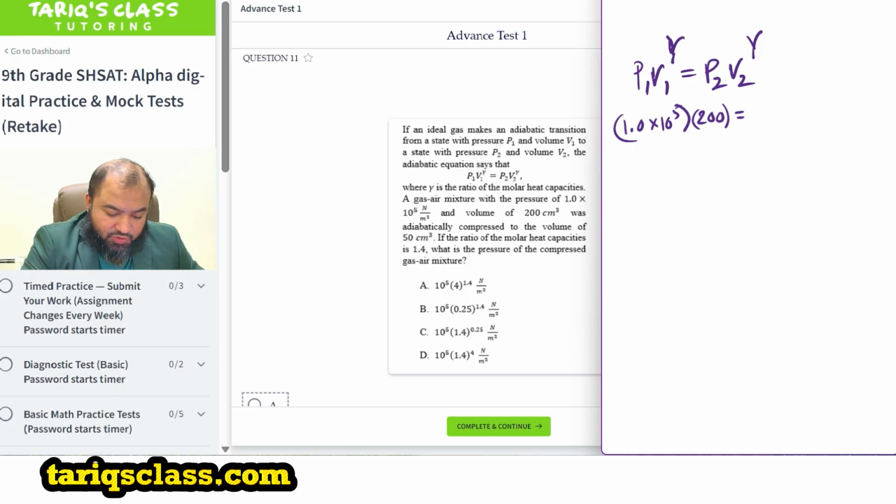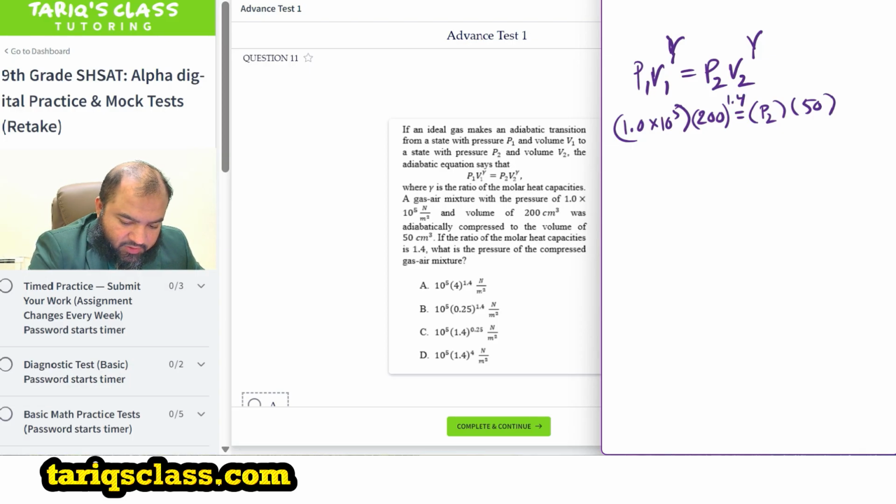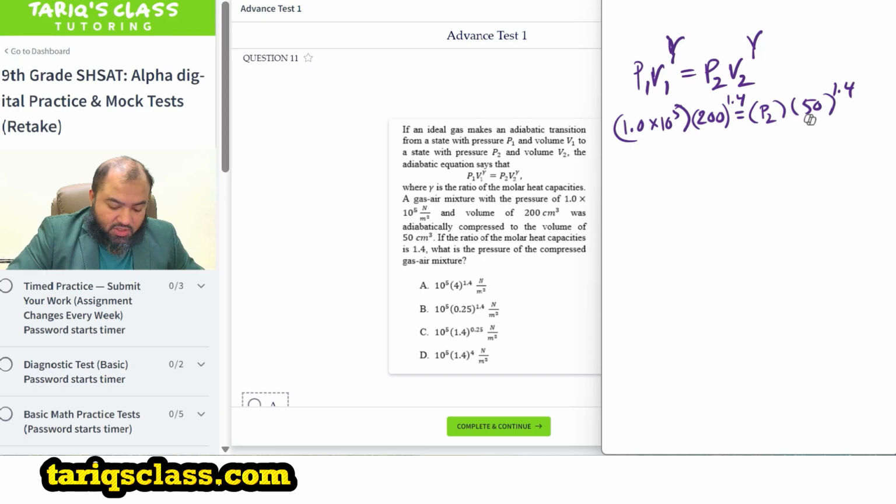Now the P2, we don't know that. They said it was compressed to the volume of 50. P2, we don't know that, but we know that the volume is 50. And then the molar ratio of the heat capacity is 1.4. So this is 1.4, 1.4.